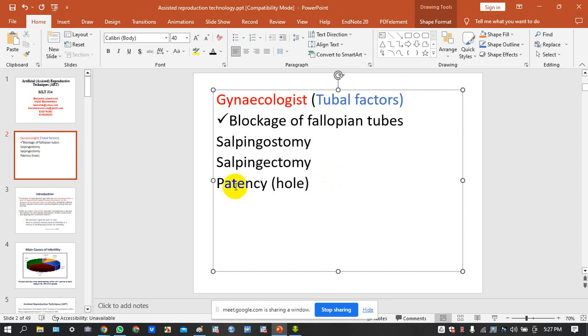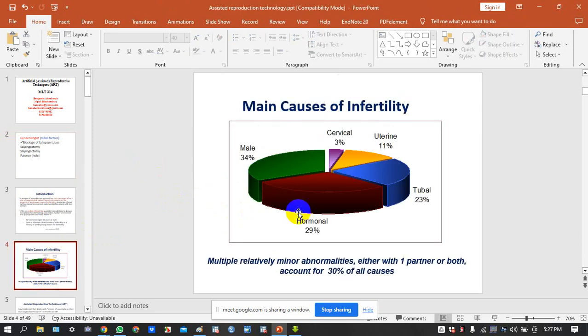So if there is no patency, it becomes difficult for the sperm to travel through. So they have to conduct a procedure and drain the content of the fallopian tube, and that is what we call salpingostomy. And also salpingectomy, that one they just create a hole inside it. So this is what happens. Then let's look at, so we finish with the fallopian tube or tubal factors. So let's look at the next factors.